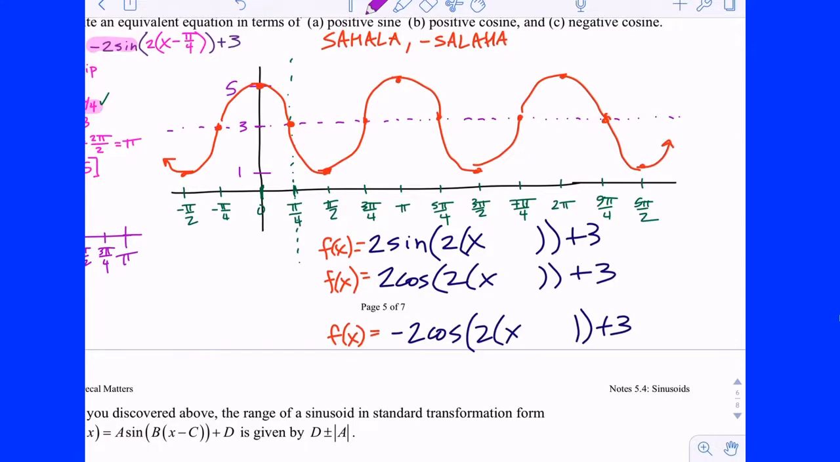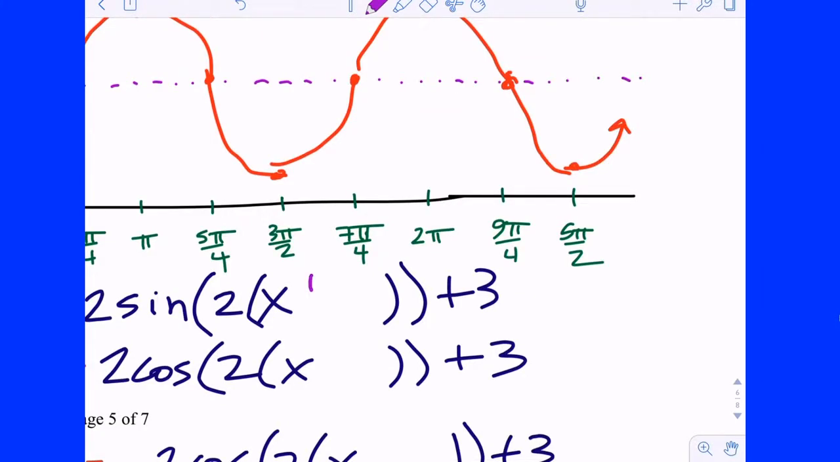Negative pi fourths is a good one. So if I want to take my graph of sine, which would be unshifted right here, and shift it left to match up with this, I would have to do what in my equation? Plus or minus pi fourths? Plus. Okay? Plus pi fourths. So that would work if you have plus pi fourths.